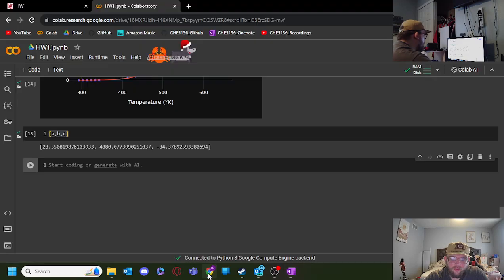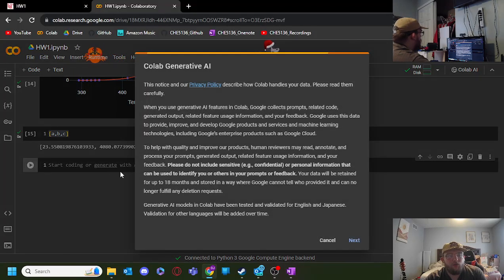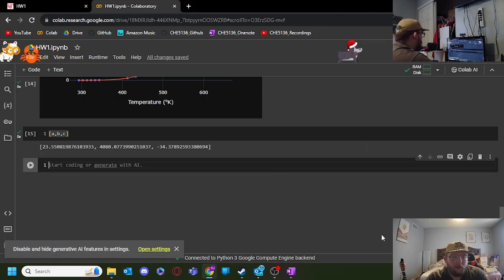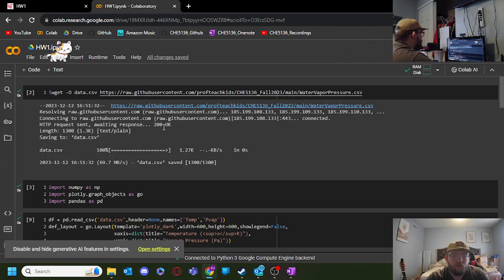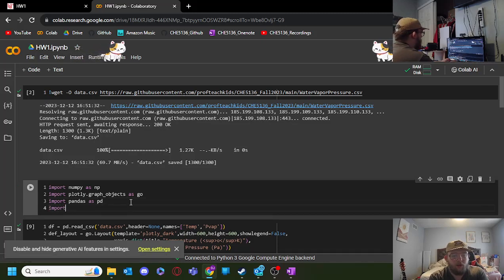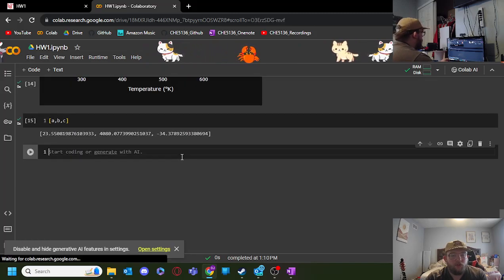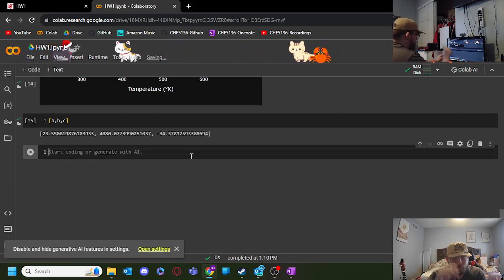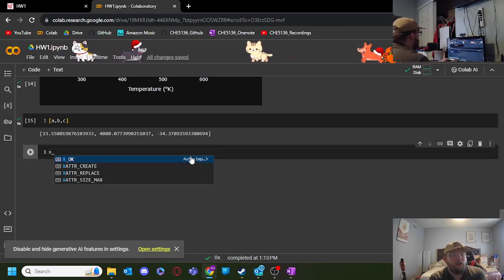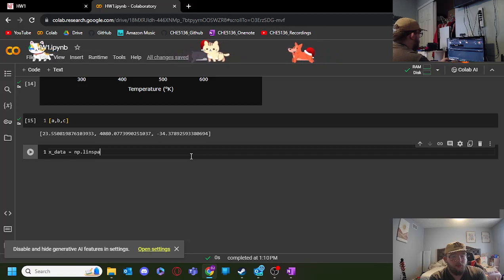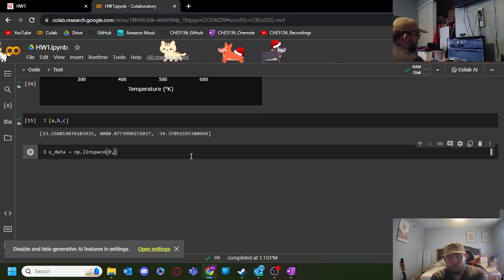So to show that, we're going to go back to the script we were working on earlier. We're going to import minimize. So from scipy.optimize, import minimize. And we're going to make a new problem. x data is equal to np.linspace, and let's go 0 to 10 with 11 data points.